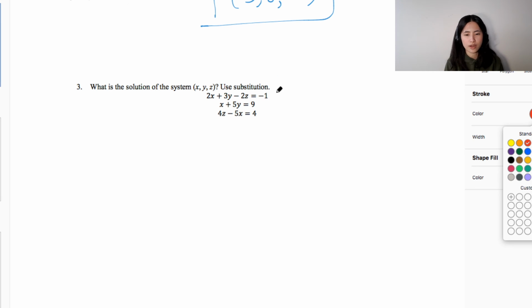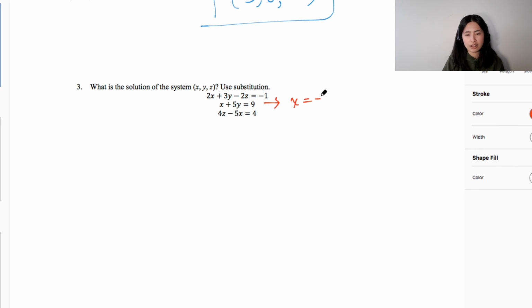So if we have x plus 5y is equal to 9, as you can see, the coefficient of x is simply 1, therefore we're just going to use that. So we're isolating x on one side, so we get negative 5y plus 9. Okay, so now we can substitute x into whichever equation we prefer, right? So let's say we're going to substitute x into our first equation, right?